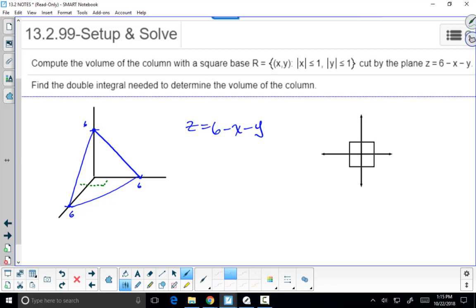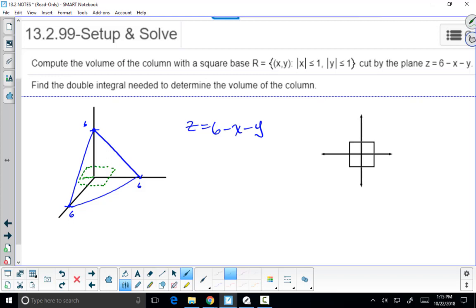Let's just try to get that in there. And it goes behind the z-axis there. And there's the y-axis coming through. So all we need to know is that that plane is sitting on top of that square. That's all we need to know.